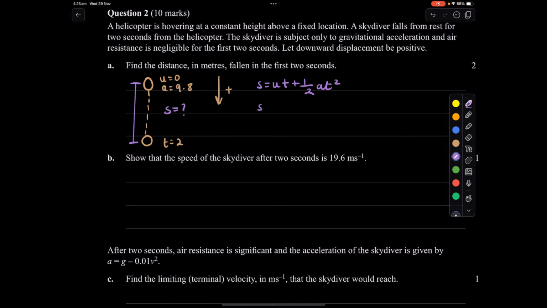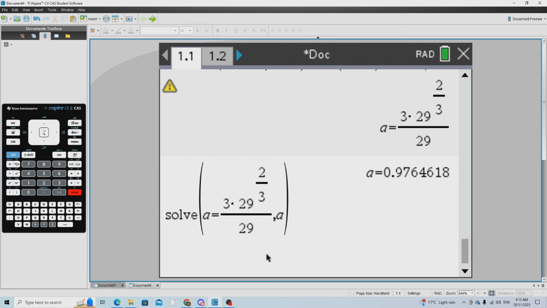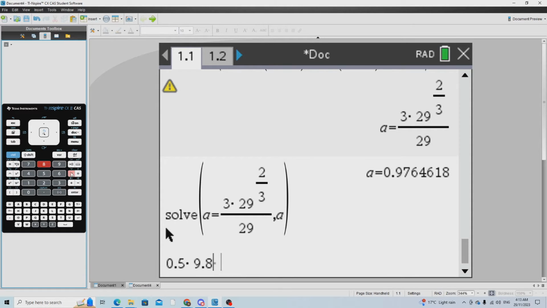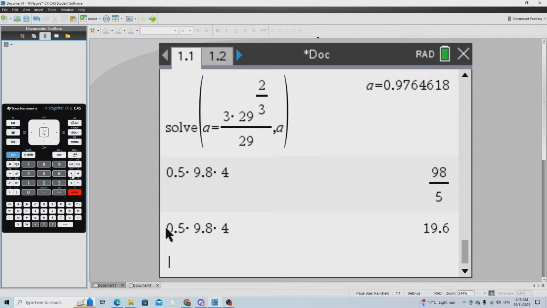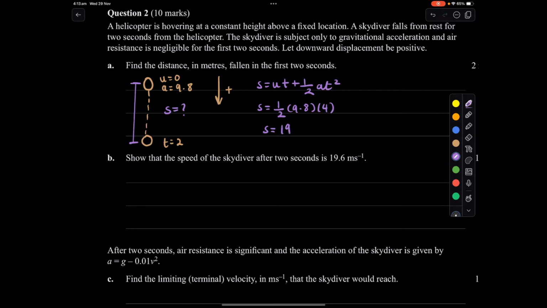Where S in this case is, U is just 0, so it just becomes half. What's our A? A is 9.8. And what's our T? T squared is just 4. Let's write that down in our calculator. So we're saying 0.5 times 9.8 times 4. That gives us 19.6. So your displacement is 19.6. So that is the displacement down there.